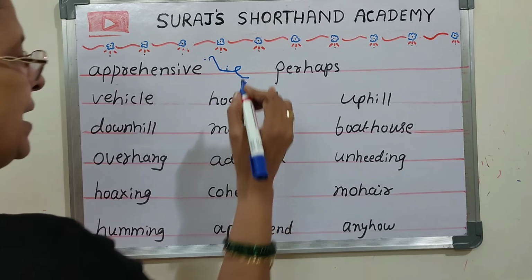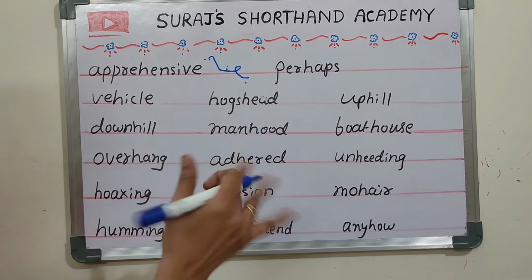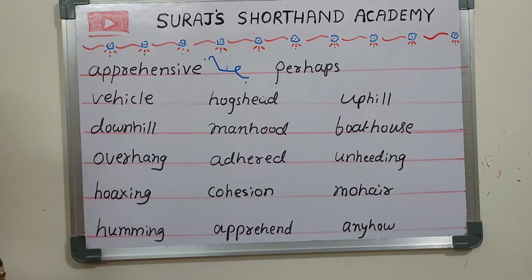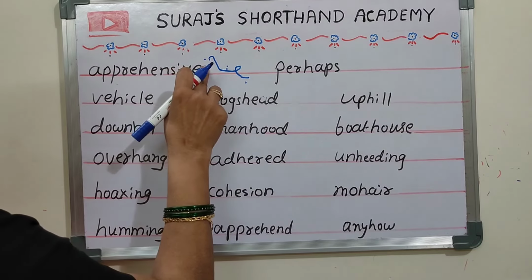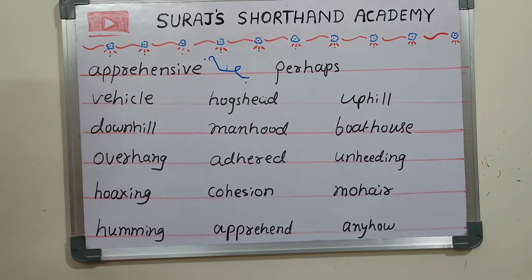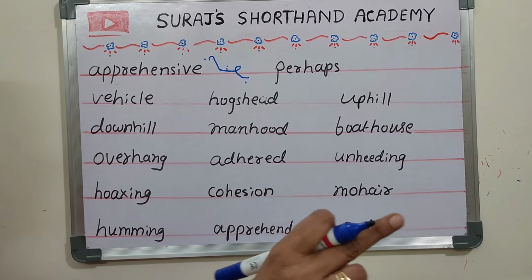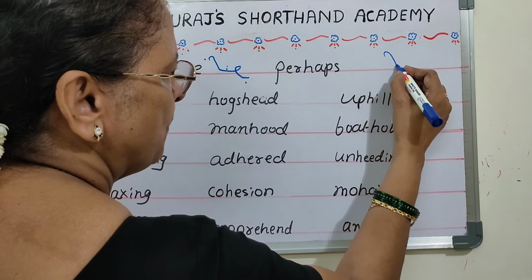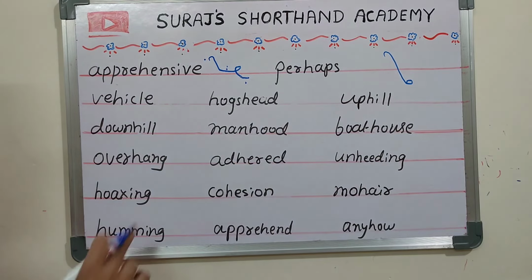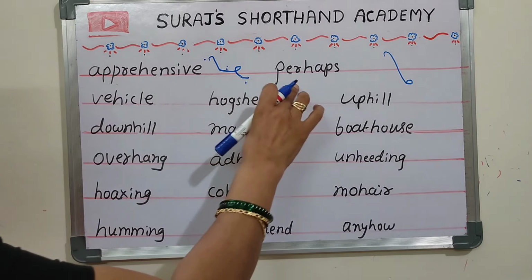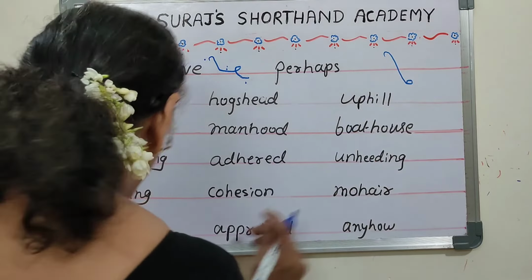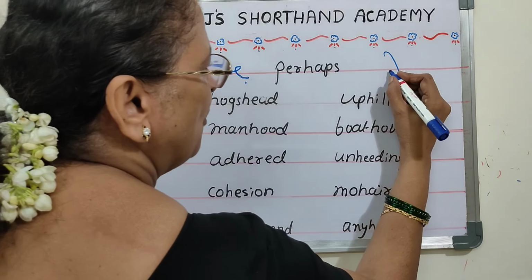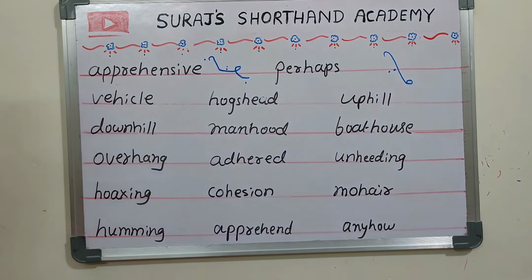Apprehensive. Actually, while taking speed dictation, you are not putting any vowels. At that time, you know very well, this is apprehensive. Now you are new. That's why I am explaining how to put the H sound. Now here also, perhaps. Actually, para P is there, double P is there. Initially, para hook is there. In the end, a circle is there. But the H sound is not there. So, they have written two dots before P. Perhaps.